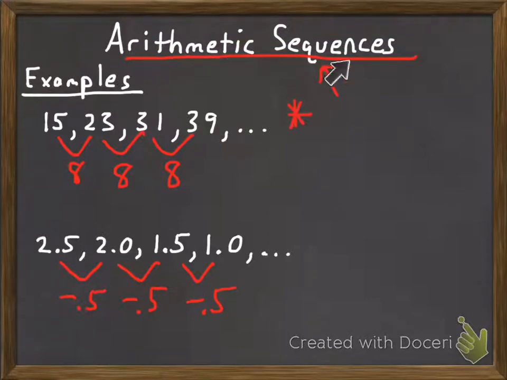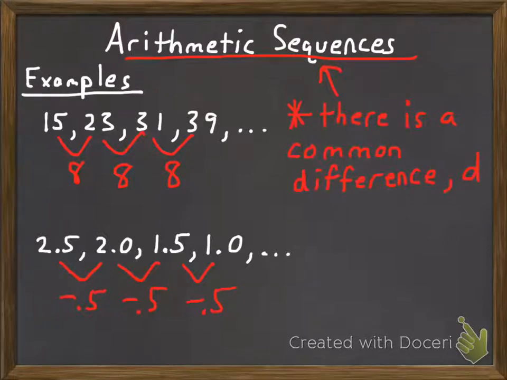The key feature of arithmetic sequences is that there is a common difference between the terms, and that common difference, we're always going to refer to as d. Alright, so then we also need to talk about how you figure out what the common difference is, and simply you find the common difference for any arithmetic sequence by subtracting a term minus the term before it. So you subtract the term from the subsequent term, and that gives you the common difference.